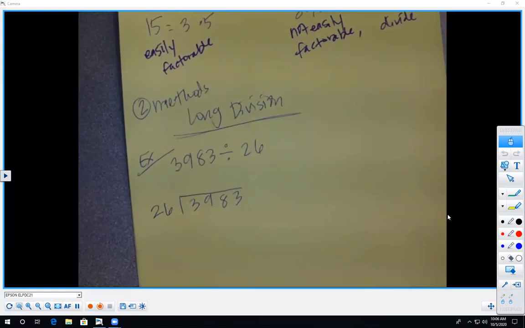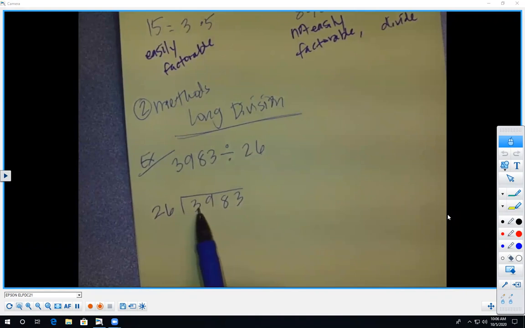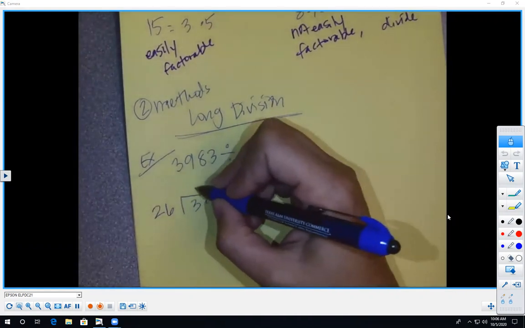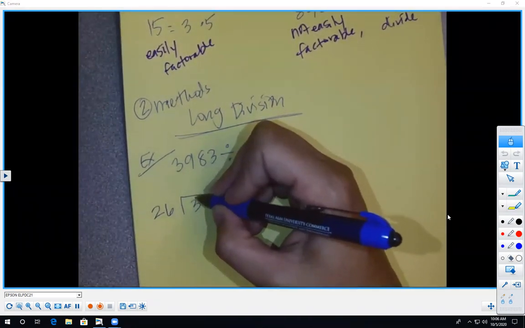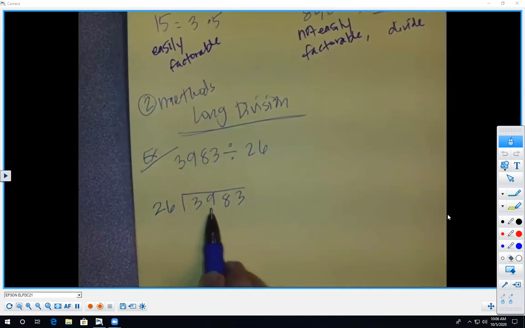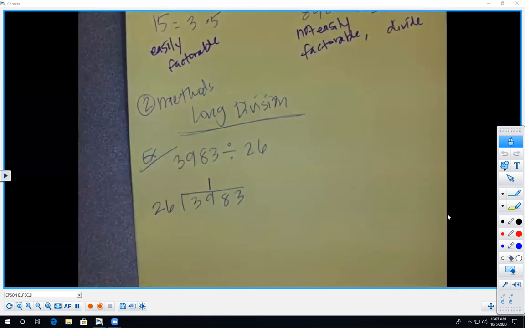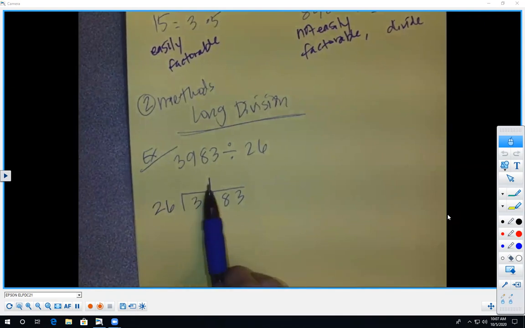What's your first step for long division? Does 26 go into 3? No, it doesn't. So technically I could put a 0 up there, or you don't have to, it's up to you. I'm going to move over to the next place value. Does 26 go into 39? Yes. How many times does it go in? 1 time. I'm going to put a 1 above the 9. And then I'm going to do 1 times 26 and write it underneath 39.